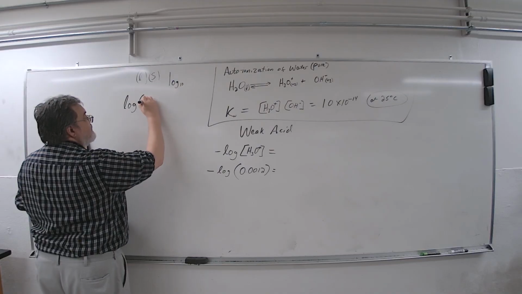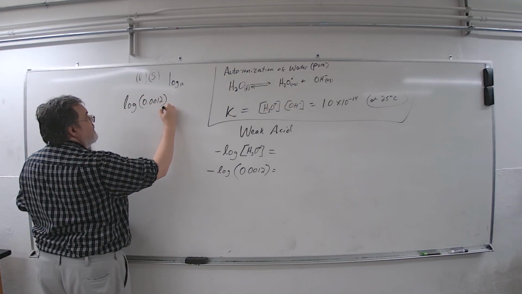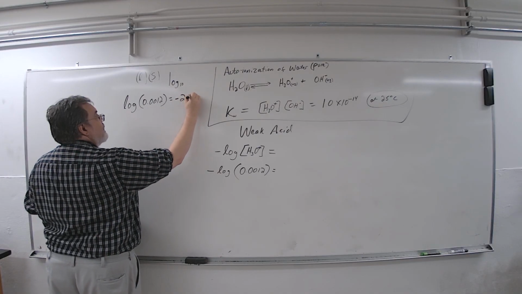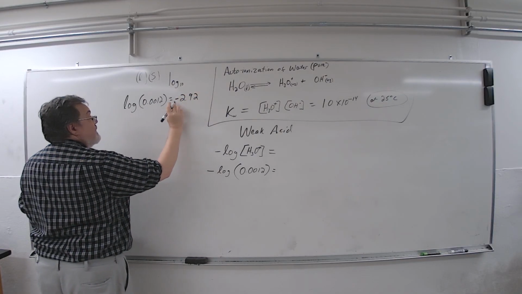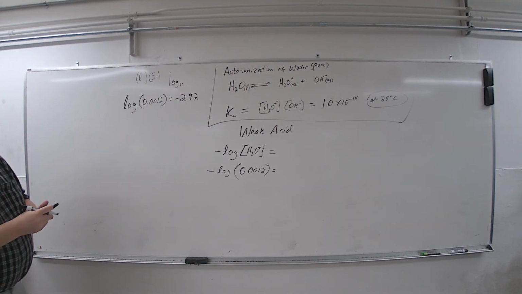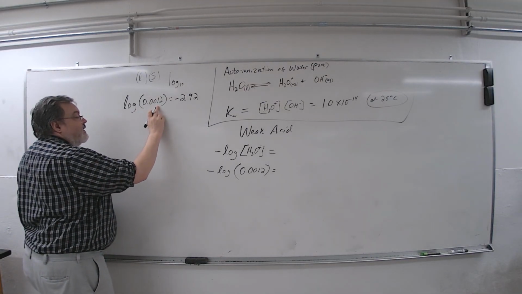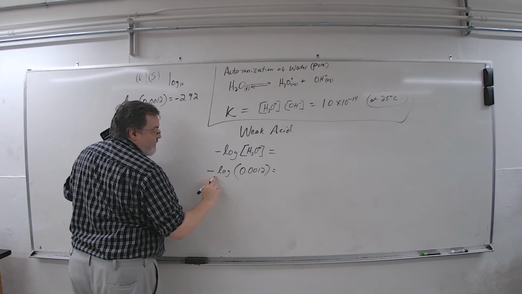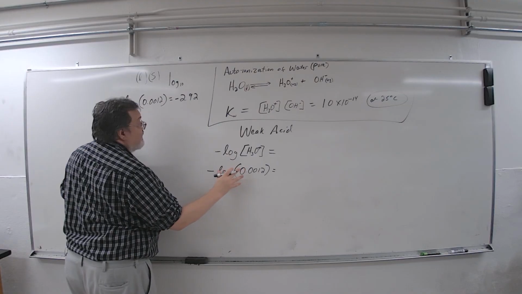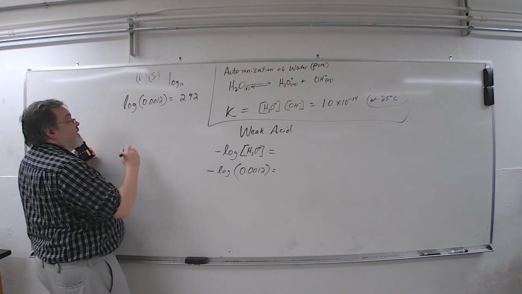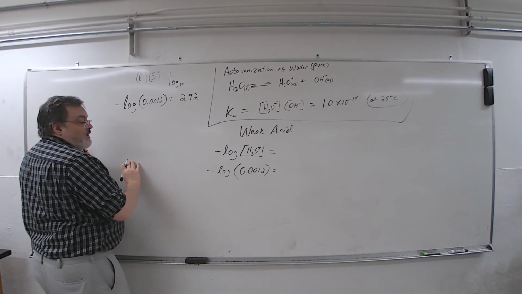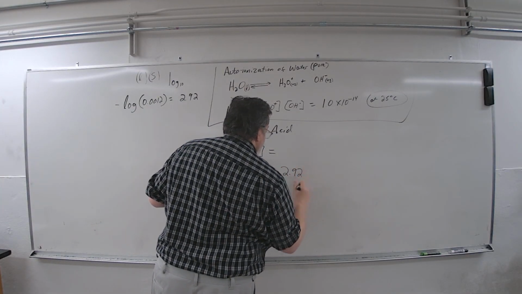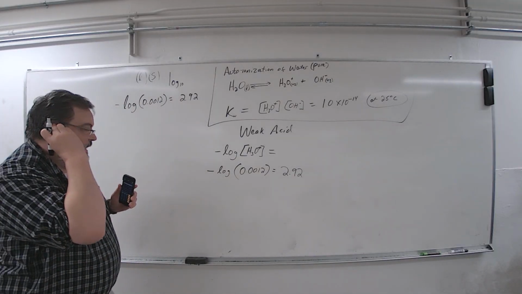if I go log of 0.0012, my calculator gives me negative 2.92. So I put this in my calculator, I hit the log key, that's what it gives me. But notice the definition says negative. It's really like negative 1 times the log, and it just takes this negative off if you do that. So the negative log of this is, and that's what we call pH.